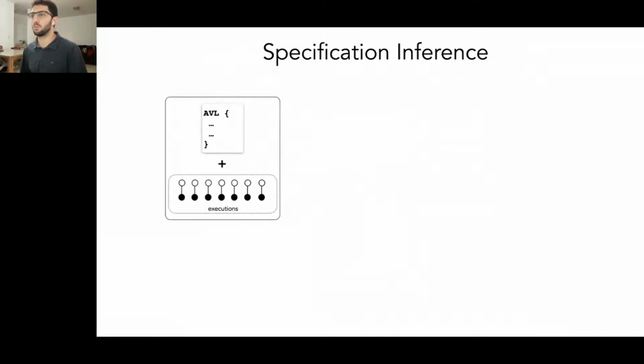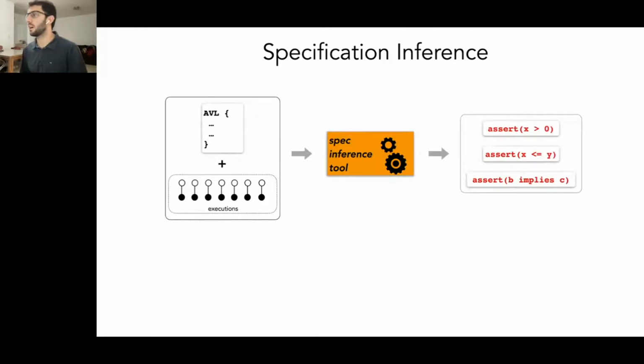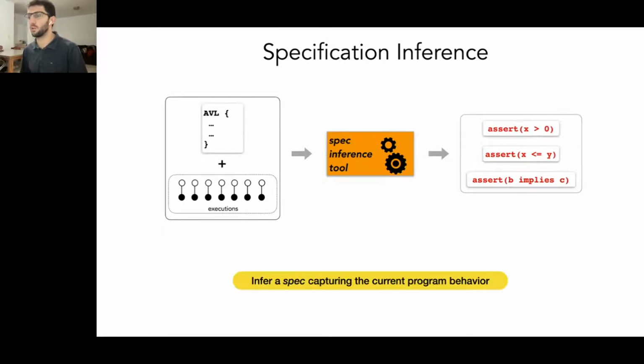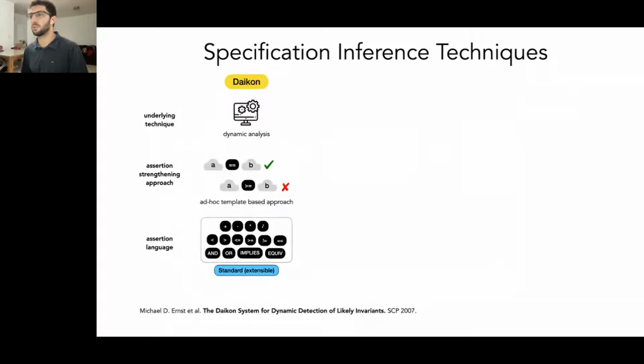We take as input a program and executions of this software, and then using a specification inference tool, we report assertions or specifications that are consistent with observations made in the provided executions. And our goal here is to infer a specification capturing the current program behavior. Several techniques for specification inference have been proposed, in particular the well-known tool Daikon, which uses dynamic analysis and a template-based approach in order to infer assertions that belong to a standard assertion language.